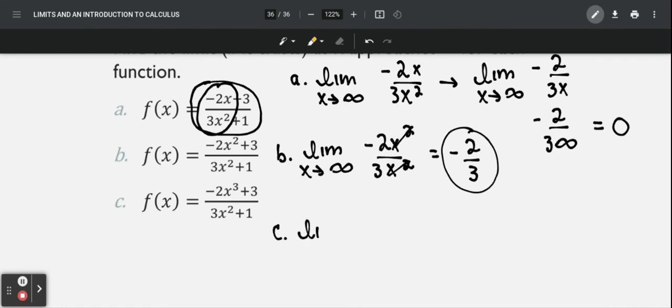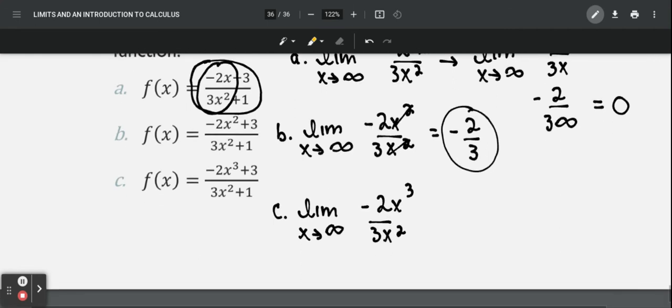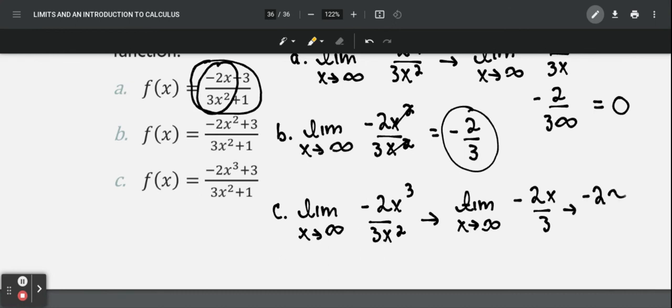And then for part C, if we're finding the limit, we're comparing negative 2x cubed over 3x squared, which is giving us the limit of negative 2x over 3. So when you end up with that x in your numerator, you get negative 2 times infinity over 3. Your numerator is infinitely large, but look, we have a negative, so this is actually going to go towards negative infinity.